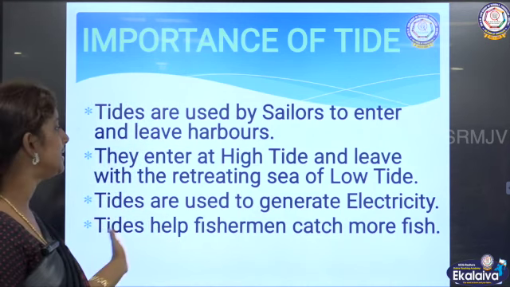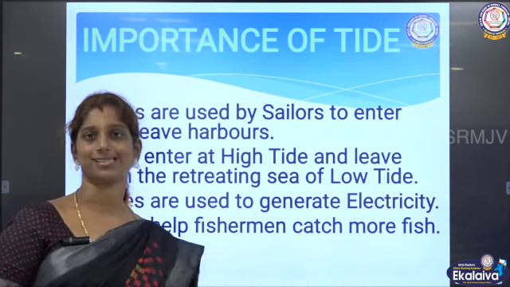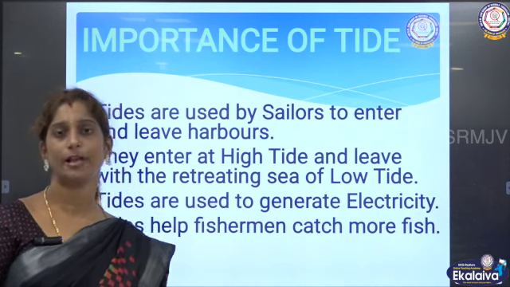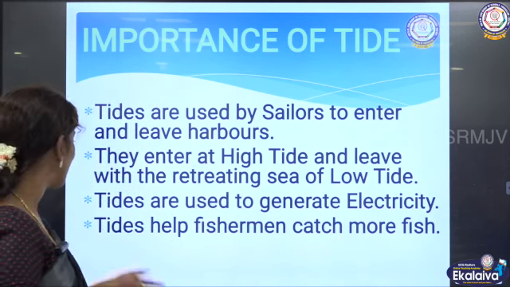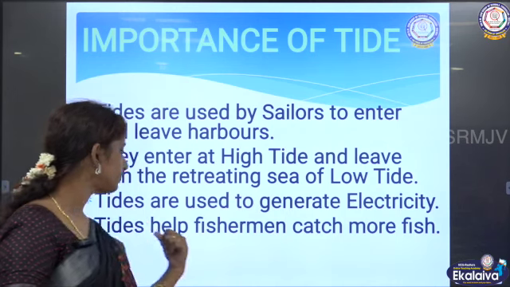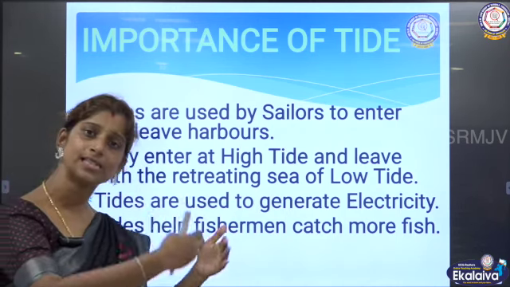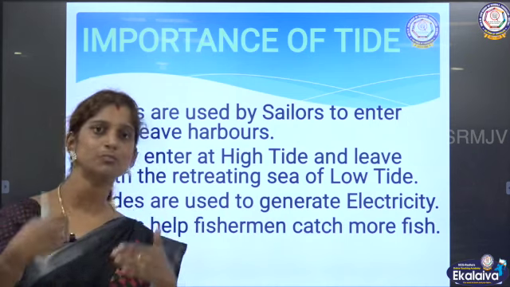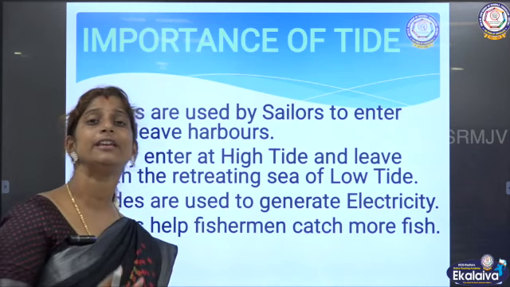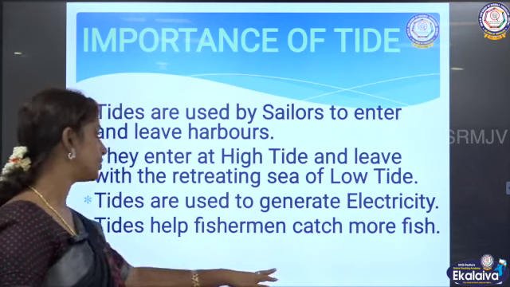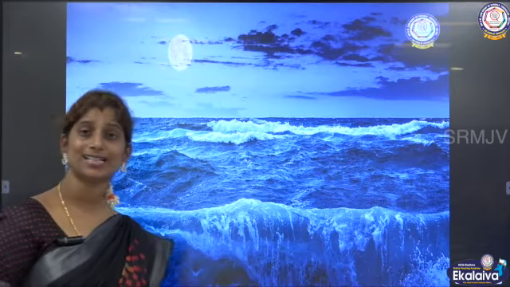And then the tides are used to generate electricity. These tidal waves are very helpful in generating electricity, and the tides help fishermen catch more fish. As the high tide brings the water near the shore, it is easy for them to catch more fish, right? So with that, we are ending this session, children.